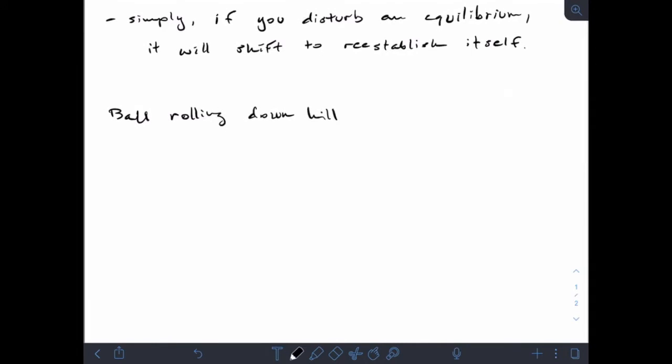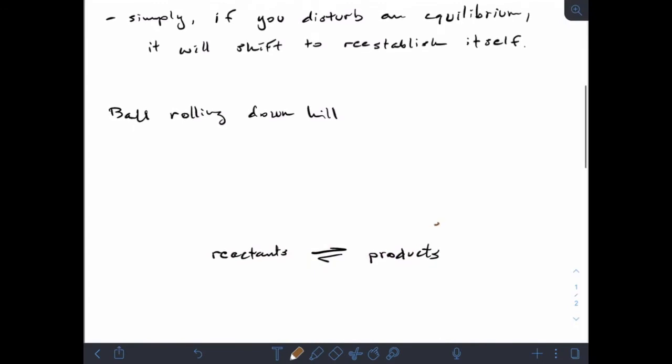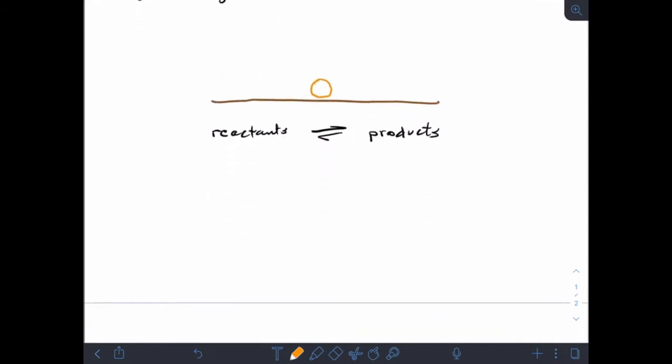If I have an equilibrium, reactants in equilibrium with products, now imagine that we have a plank of wood sitting on top of that balance, that equilibrium. And right in the center of that, we have a ball. If I change the amount of reactants or products, I'm going to tilt that plank one direction or the other. So let's imagine if I were to increase reactants.